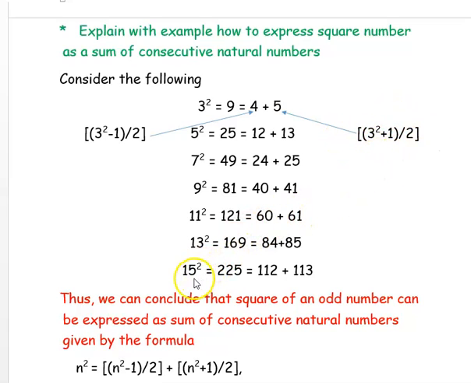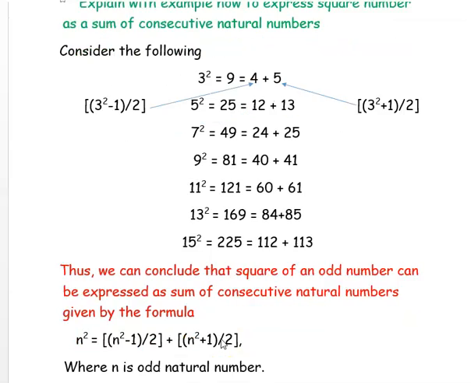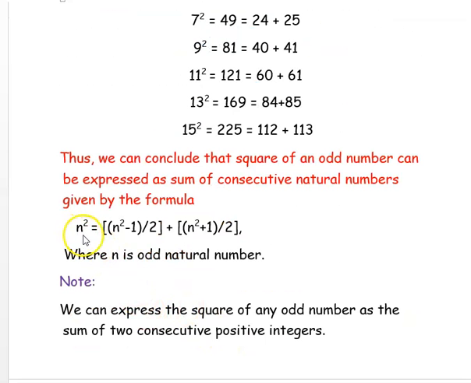In general, I can write if the number is n square, then I can write this as n square minus 1 divided by 2 plus n square plus 1 divided by 2. Thus we can conclude that square of an odd number can be expressed as sum of consecutive natural numbers given by this formula. The formula we got is n square is equal to n square minus 1 divided by 2 plus n square plus 1 divided by 2, where n is an odd natural number. So, we can express square of any odd number as the sum of two consecutive positive integers.